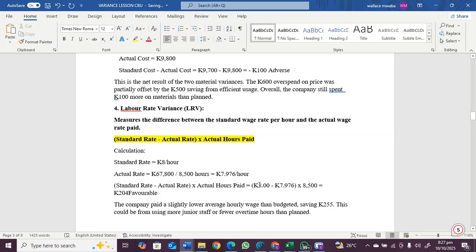According to our cost card, it's 8 kwacha per hour, but in actuality, we paid 7.976 per hour. So we have a favorable variance of 204 kwacha. So it's like we've saved the 204 kwacha. Any questions?